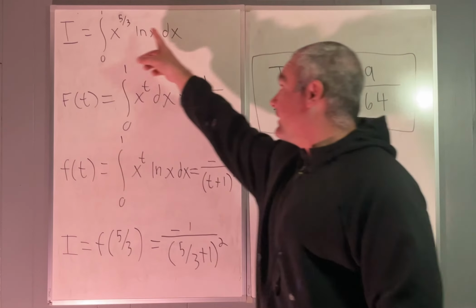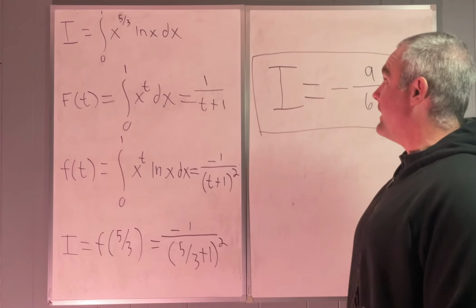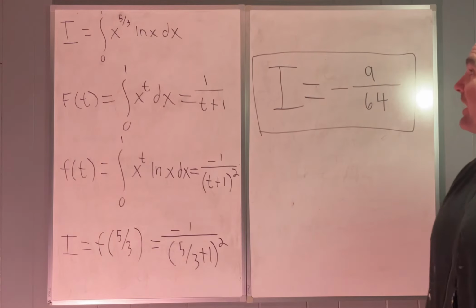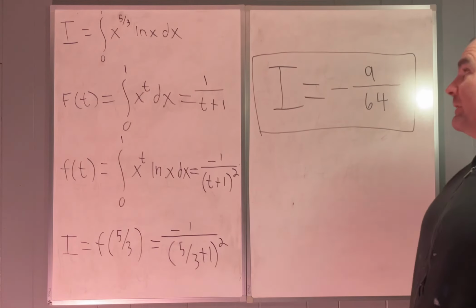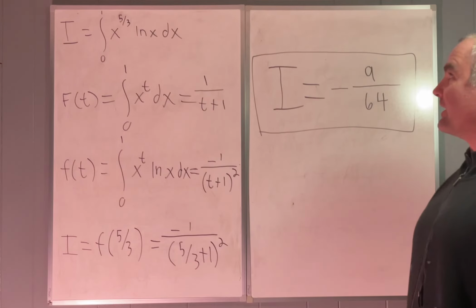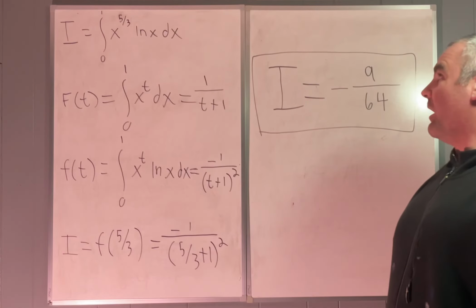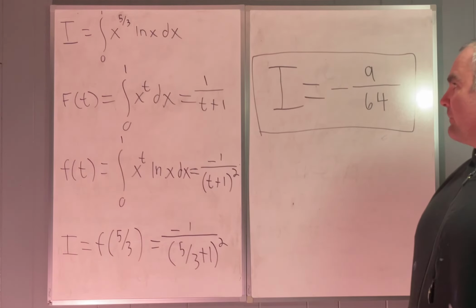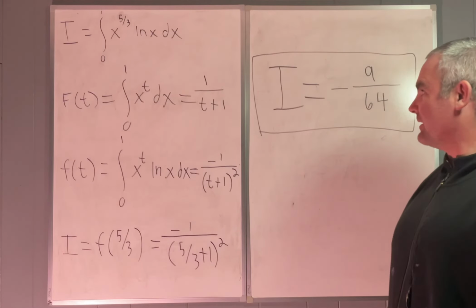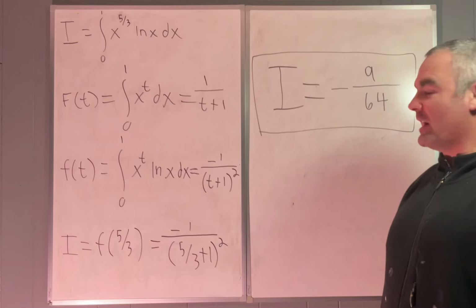Specifically this integral here, the integral from 0 to 1 of x to the 5/3 times the natural log of x dx. If you saw that one on a Calc 2 test, it's integration by parts. That's what you would do. But it can be done a little bit quicker, and in my opinion a little bit nicer, using Feynman integration.